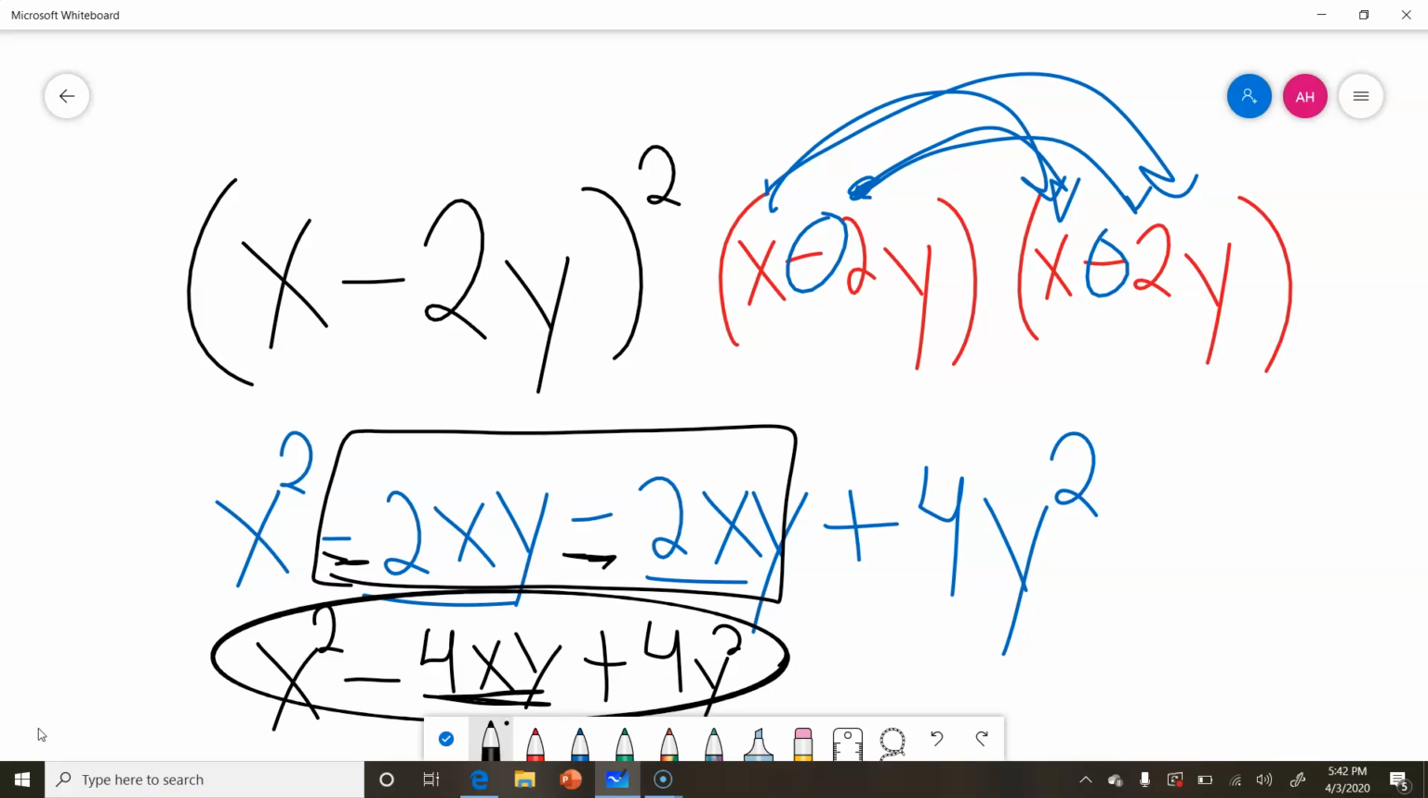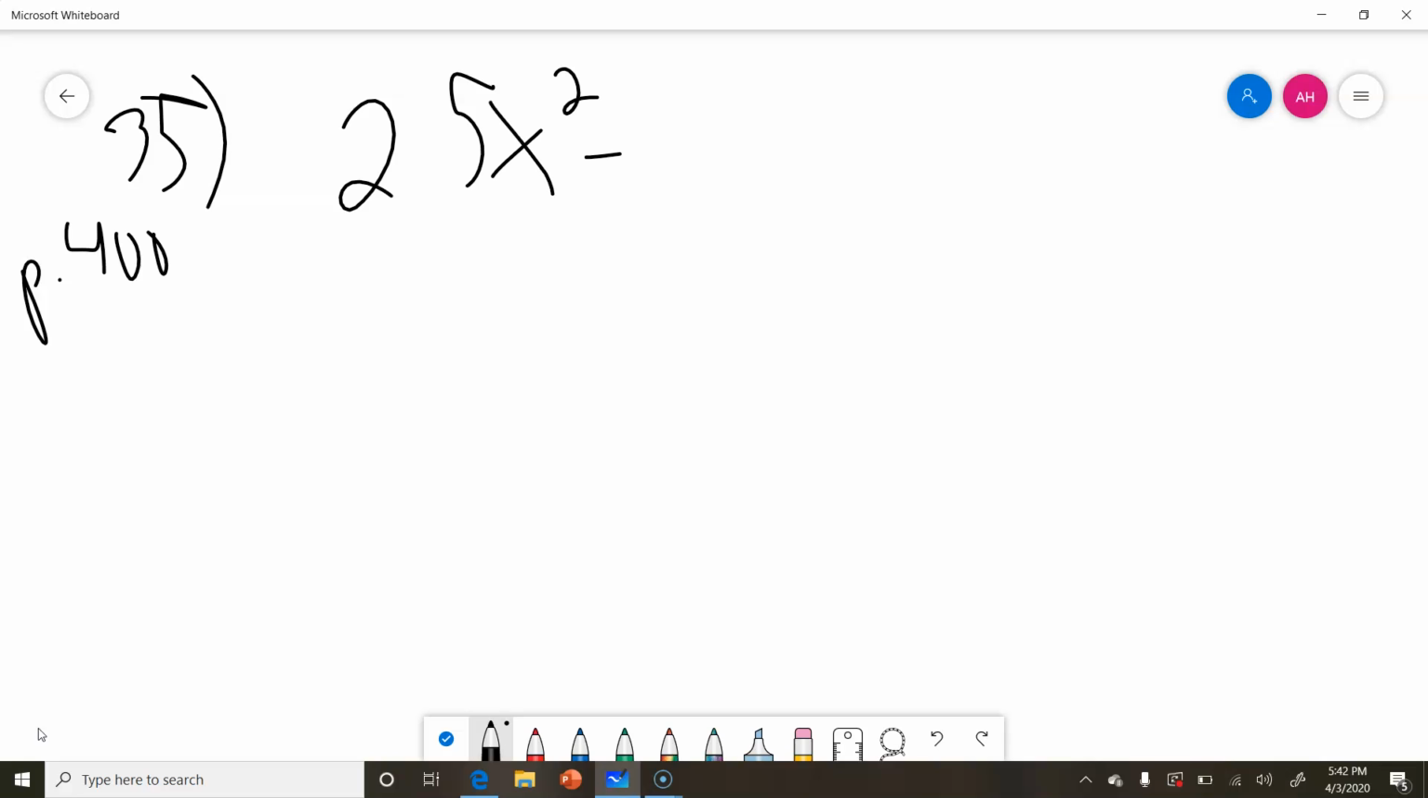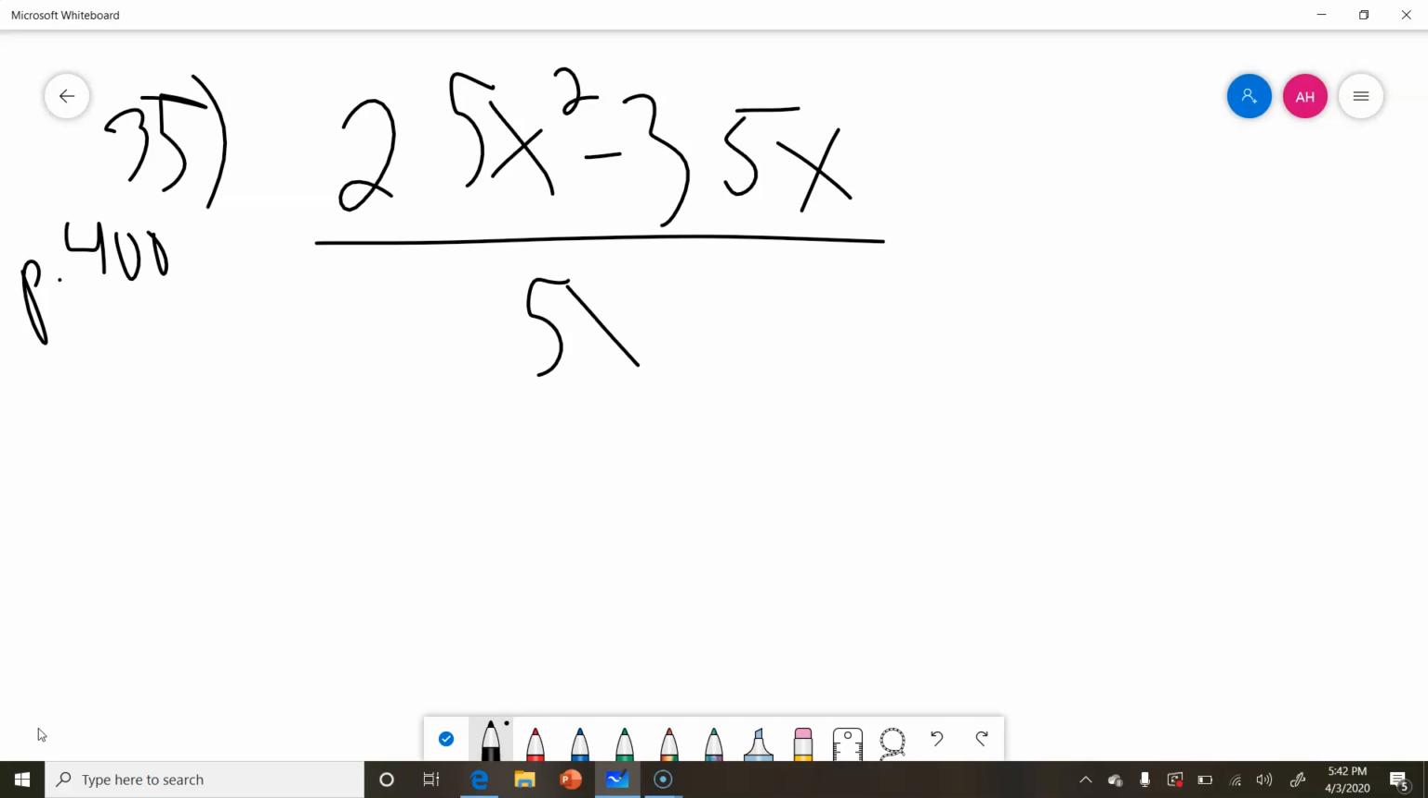Okay, and now maybe the part that we have struggled with the most in our homework is the dividing. So this is going to be one of your homework problems. This is number 35, okay? So if you want to pay attention, I'm on page 400. This is number 35 that you're going to do for homework. It looks like this: 25x squared minus 35x divided by 5x.